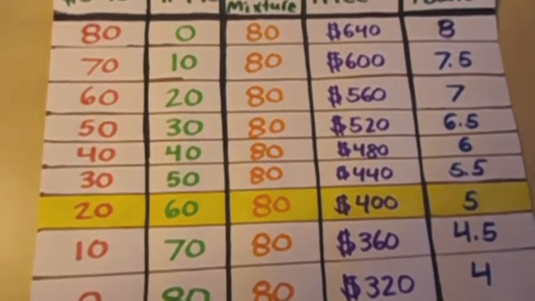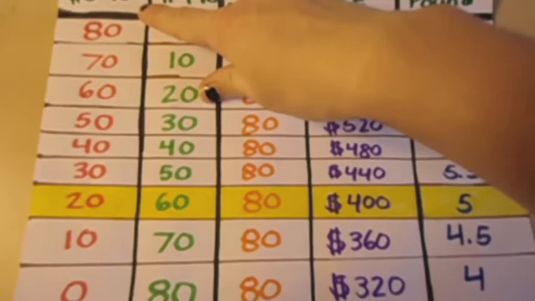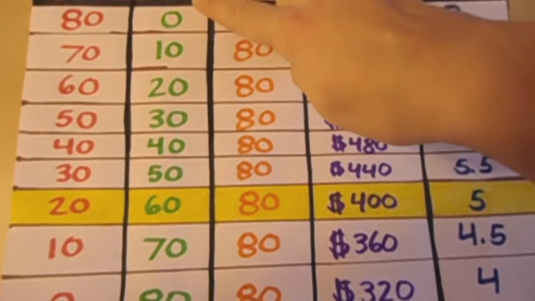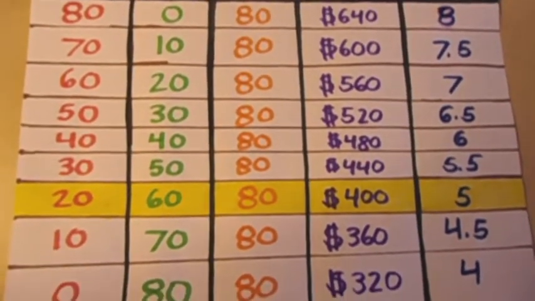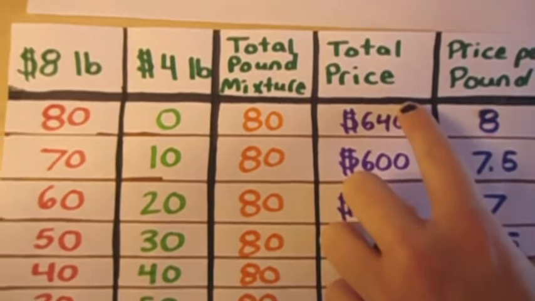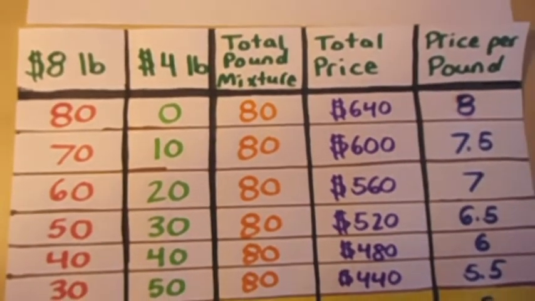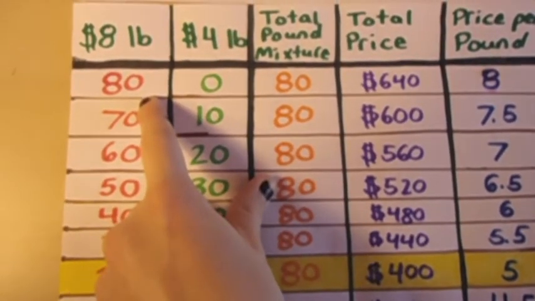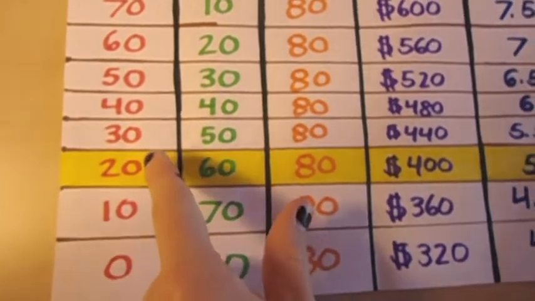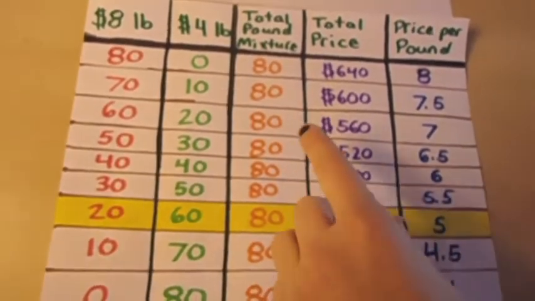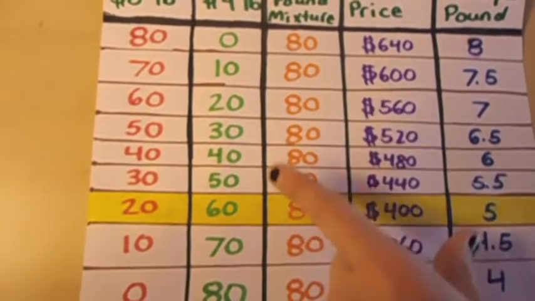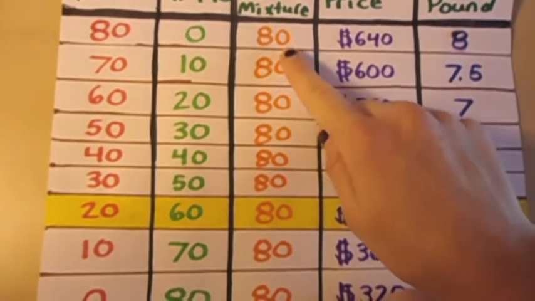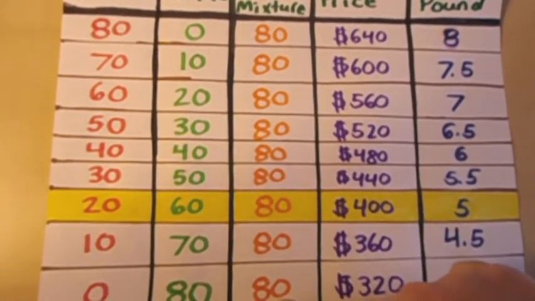Since we're trying to find out how many pounds of $8 per pound tea, we start off with a column of $8 per pound tea, and we're also trying to find how many pounds of $4 per pound tea, so we start out with $4 per pound, and then we have a column for total pound mixture, a column for total price, and a column for price per pound. Now, since we know that the most that the tea mixture can be is 80, we go 80, 70, 60, 50, 40, 30, 20, 10, all the way to 0, and the same thing with 4, but with 0 all the way to 80. Now, the pound mixture is always going to have to equal 80, so all the way down is all going to be 80.